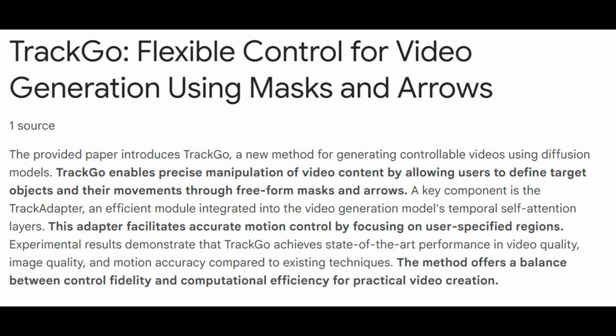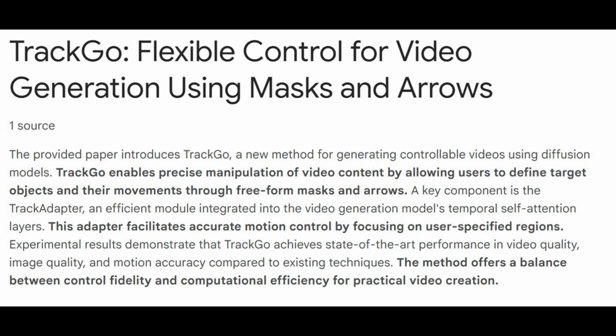So SVD is the artist, and TrackGo is like the art director, using those point trajectories to tell SVD exactly what to paint and how to paint it. That's a fantastic way to put it. And this is why point trajectories are so effective. They give you this fine-grained control over movement and can capture really complex, nuanced motion. Like, imagine making a character's hair flow in the wind or fingers tap on a table. It can handle that level of detail.